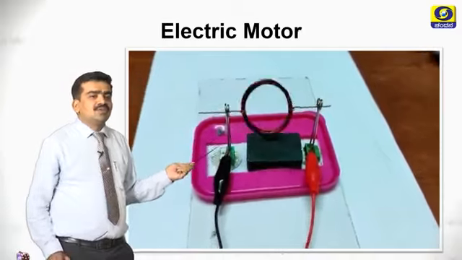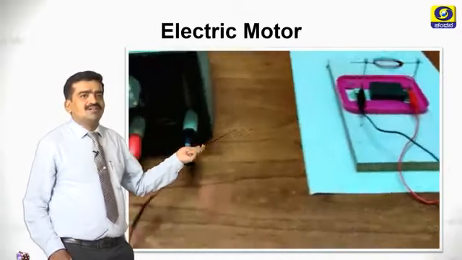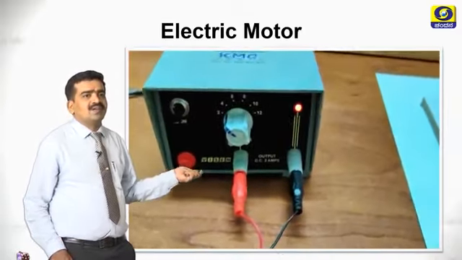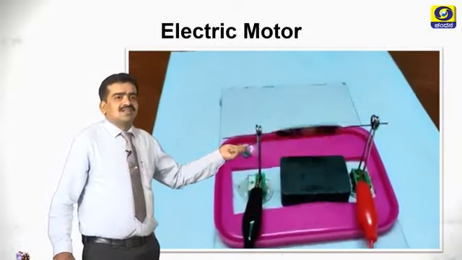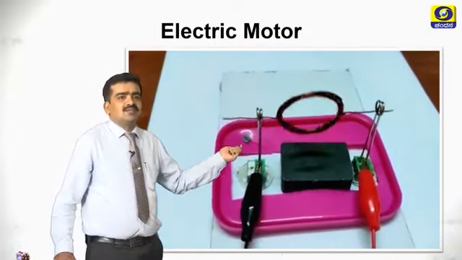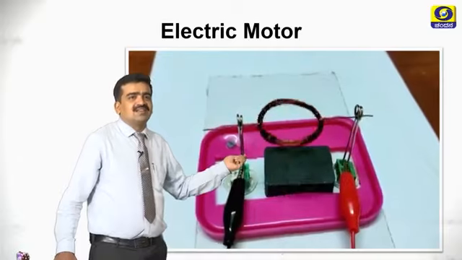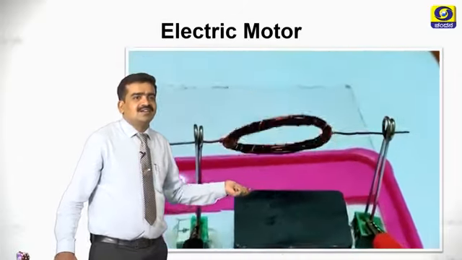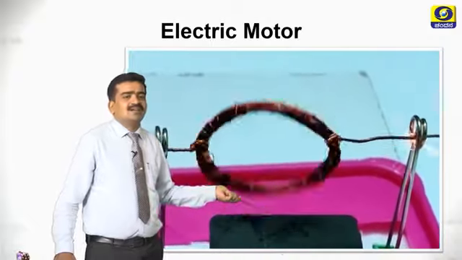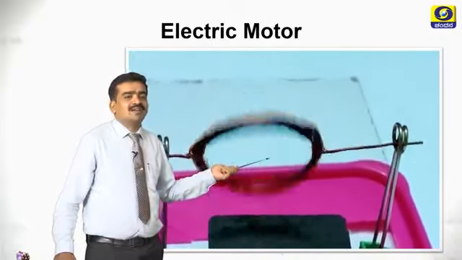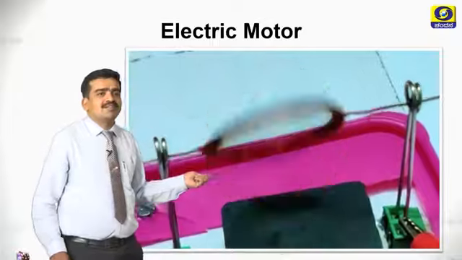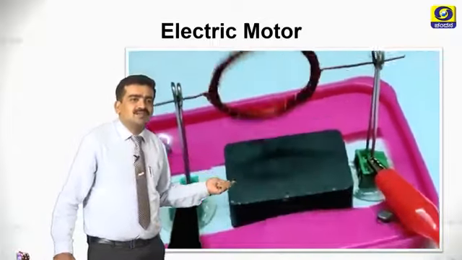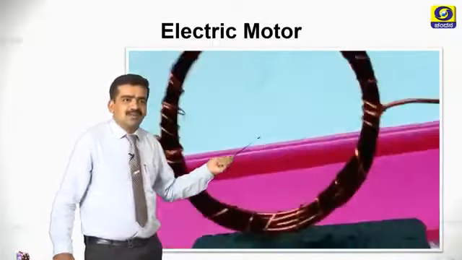See, here I am showing you another model of an electric motor. Here I have connected the circular coil to a battery with the help of these pins, yes, safety pins. See, here you are seeing a bar magnet. It is placed on the bar magnet. As soon as we provide the current, because of the mechanical force, it is going to rotate.